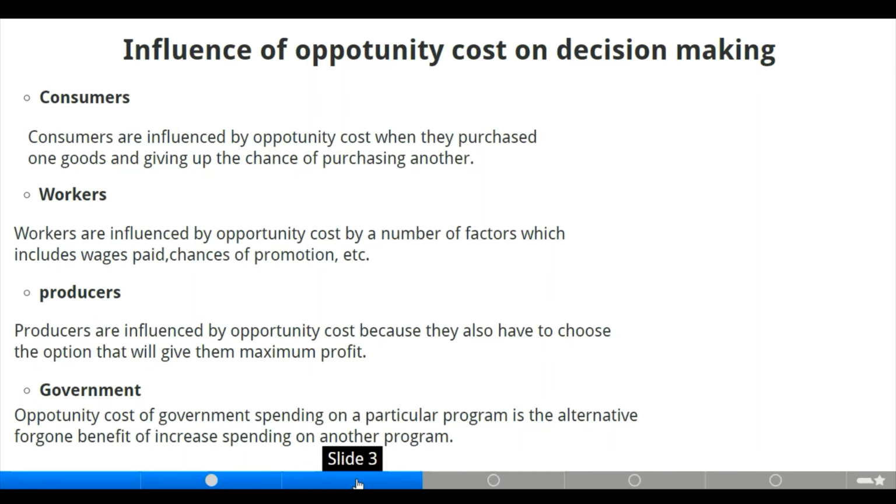Now, moving to workers. Workers are influenced by opportunity cost by a number of factors, which include wages paid, chances of promotions, etc. Now we also have producers. Producers are influenced by opportunity cost because they also have to choose the option that will give them maximum profit. Now moving to the government. Government spending on a particular program is the alternative for the foregone benefit of increased spending on another program.